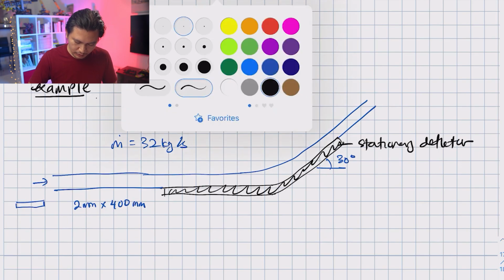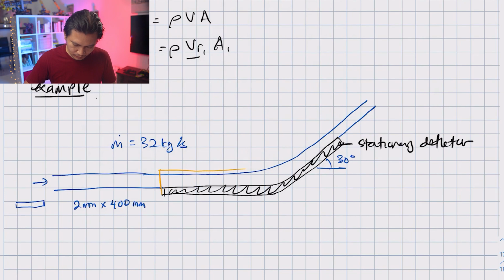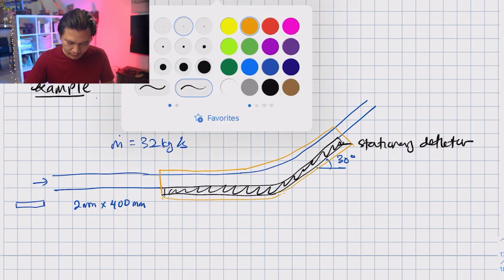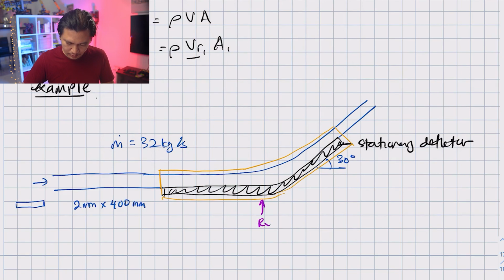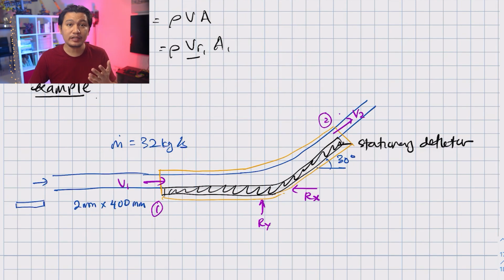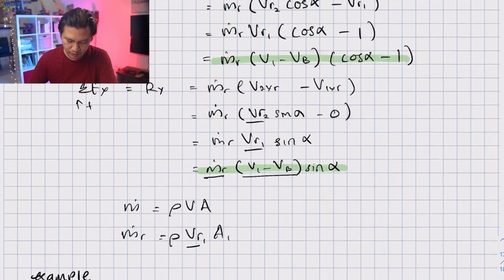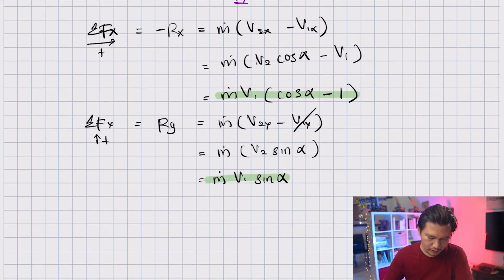Now let's draw our control volume. It looks something like this. Now we can label where our Ry and also Rx are, and let me label the velocity. This would be V1 and this would be V2, and this is 0.1 and this is 0.2. I think this is quite straightforward and we already have an equation for this. For a stationary deflector, minus Rx is equal to m dot V1 (cos alpha minus 1).